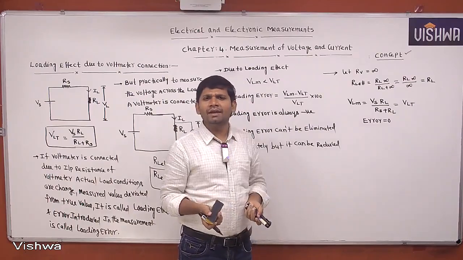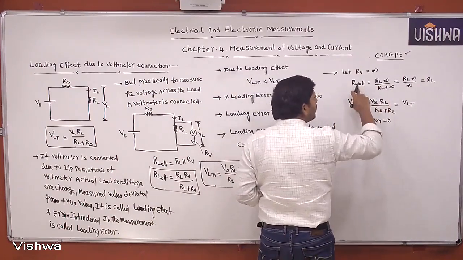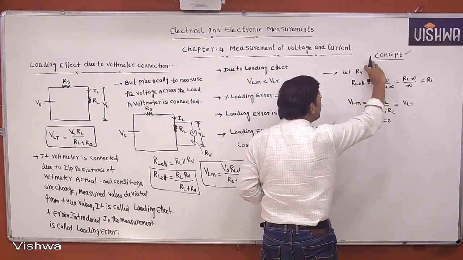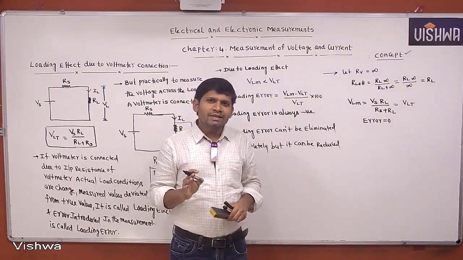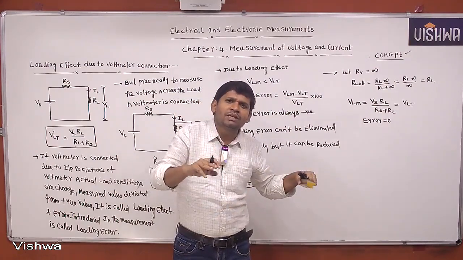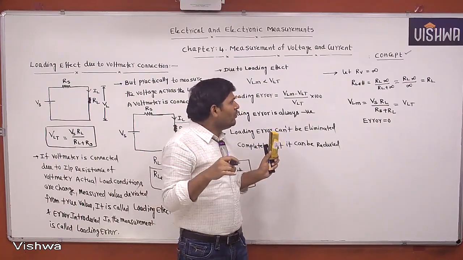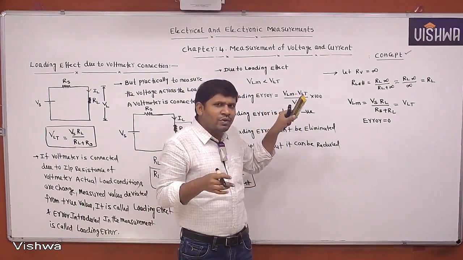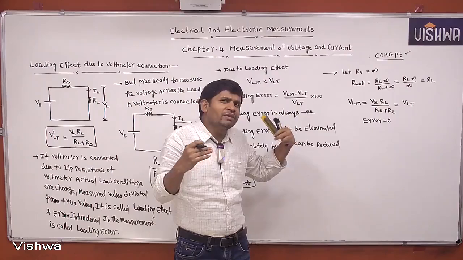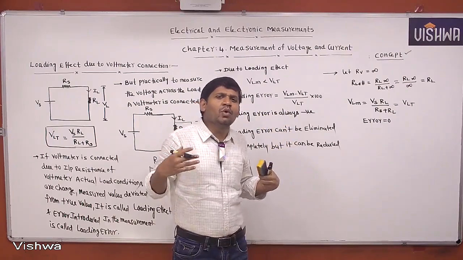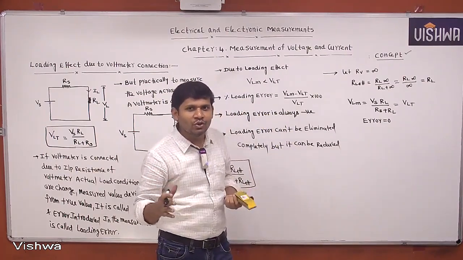But practically it is not possible to design a voltmeter with infinite resistance. If you connect a voltmeter with infinite resistance, the loading error becomes 0. That's why, since infinite resistance is not possible, you cannot make the error 0. But we can reduce it. We can design the voltmeter with high input resistance, and then the loading error will be reduced. It will not be 0, it will reduce.